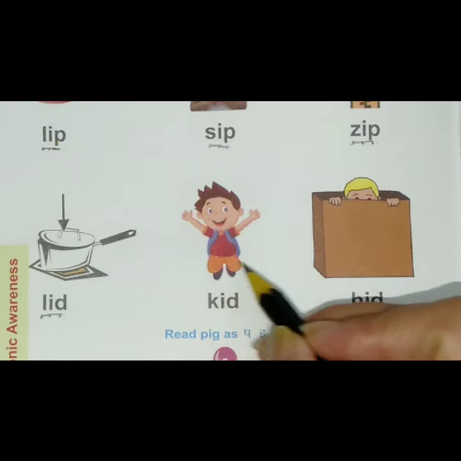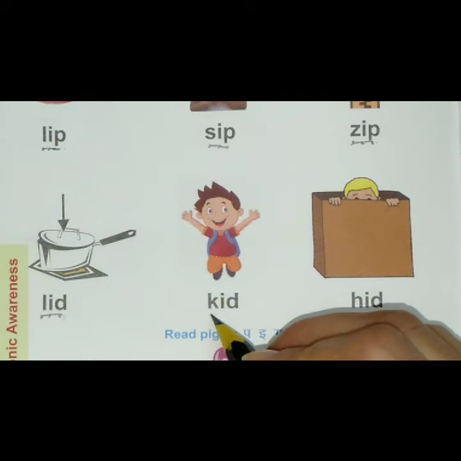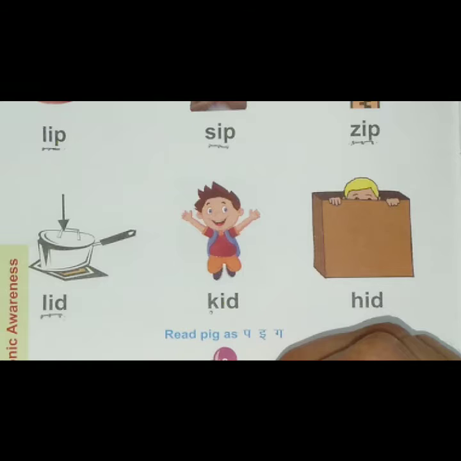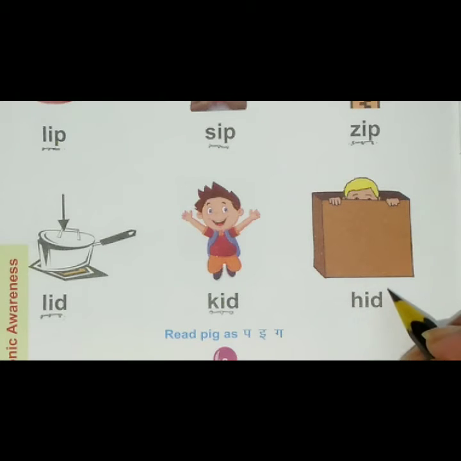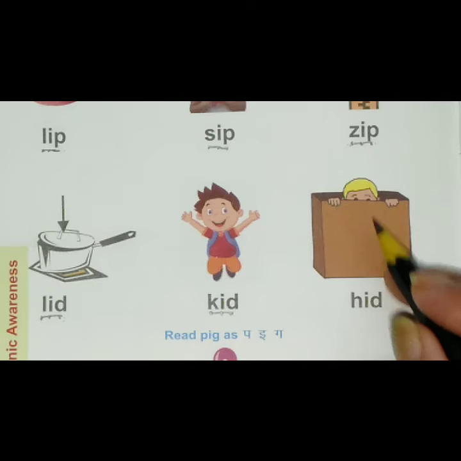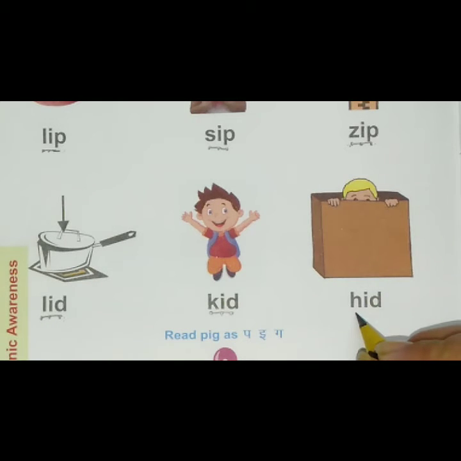Next picture. A sweet cute little boy, just like my sweet little KGE children. Now, first sound. K, I, D, join, kid. K I D, kid. Oh, look at this picture. The little boy is hiding. Chup gaya. So he hid inside the bag, the box. So hid, chupna. H, I, D, join, hid. Hid, hid.